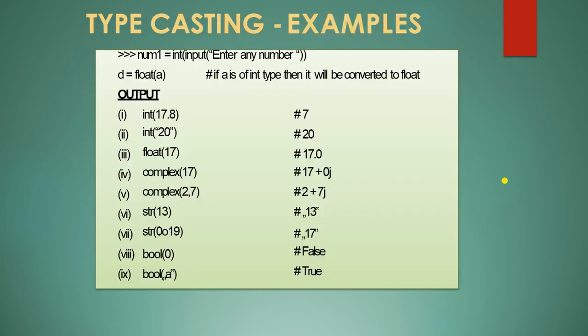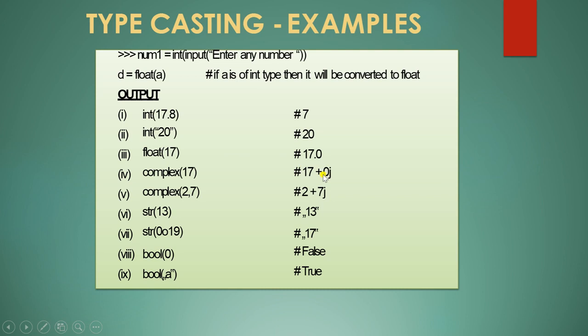So now there are some examples of typecasting. This number here, this int will come. Now because I want to print the integer value, so d equal to float a, as a is of int type, it will be converted to float. Now int 13.8 will give you the answer 13. Now int of 20, that is in string, it will give you the answer 20. Float 17, it will give you 17.0.